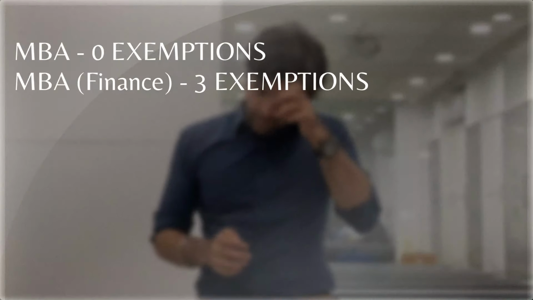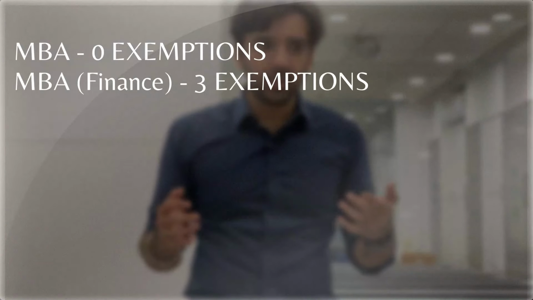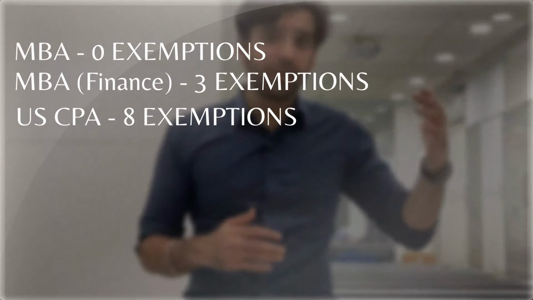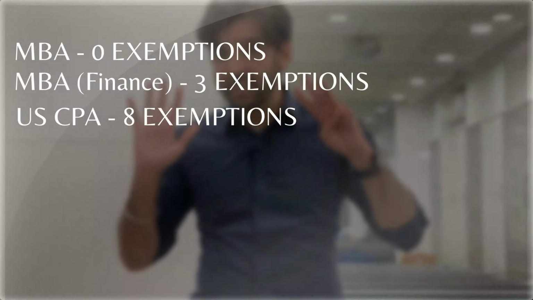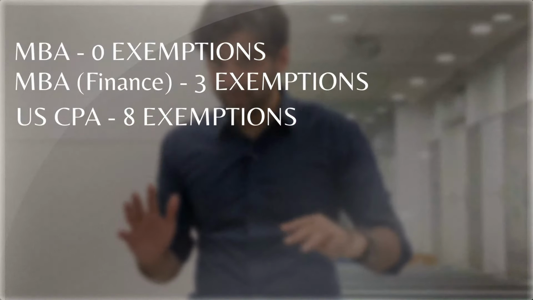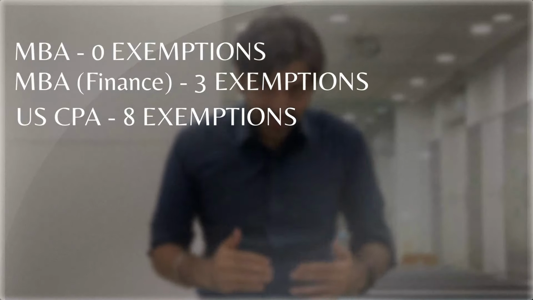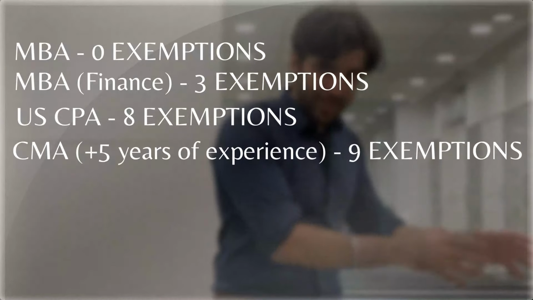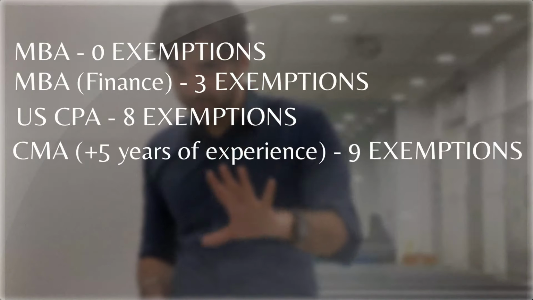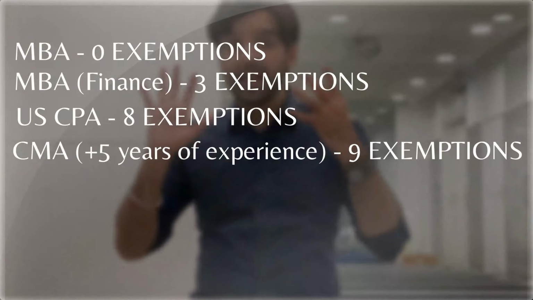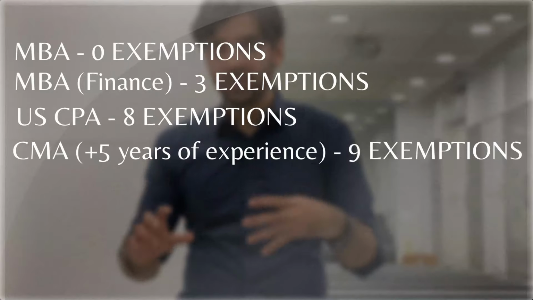That's for MBA. Another qualification which students ask us about is CPA. If you complete a US CPA and you do ACCA, you get 8 papers exempted in ACCA, 8 out of 13. Next, if you've done CMA from US, the CMA US qualification, and you have 5 years of experience, then ACCA allows you 9 exemptions out of 13.